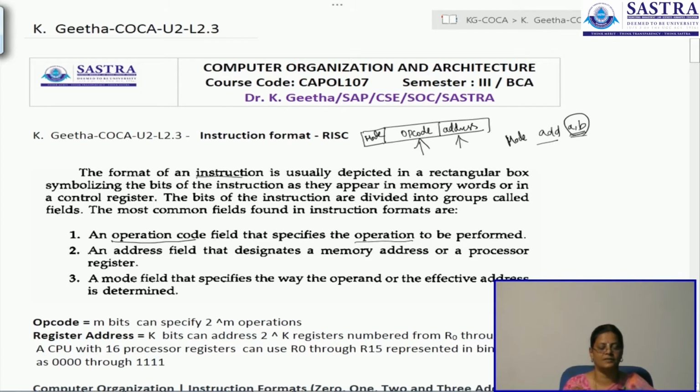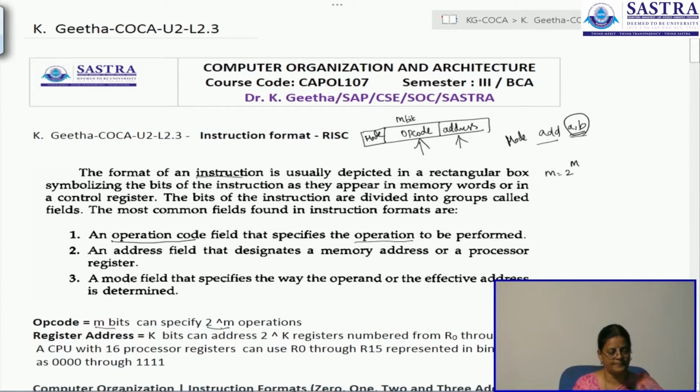So any instruction is going to have three important fields: the mode, used to calculate the address of the operand; the opcode, which specifies the operation to be done; and the address, which tells the whereabouts of the data. Now if the opcode is going to be m bits, this is the instruction format. If the opcode has m bits, then at the maximum with m bits I can have 2 power m combinations, so I can perform 2 power m operations on that particular instruction set.